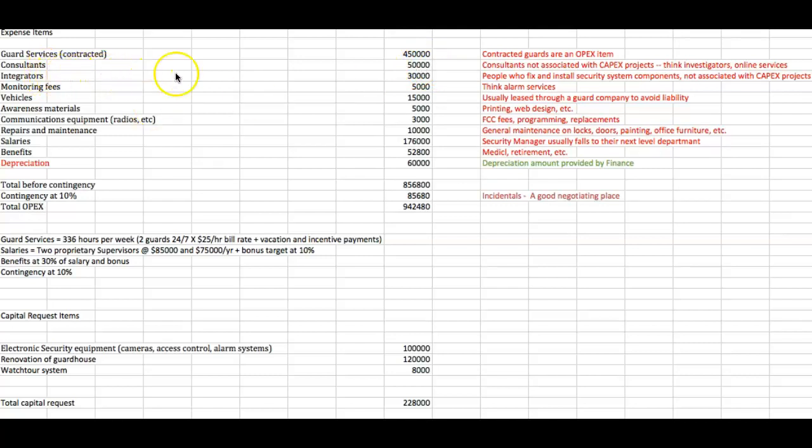Integrators, the people who will fix my card reader system, those things, $30,000, right? That's for parts and labor for the stuff I already have in place. A camera goes bad, they have to come in and pop a new camera on. It's going to run you about $1,000 plus another $1,000 to have them install it, program it, all that stuff. Happens several times a year.